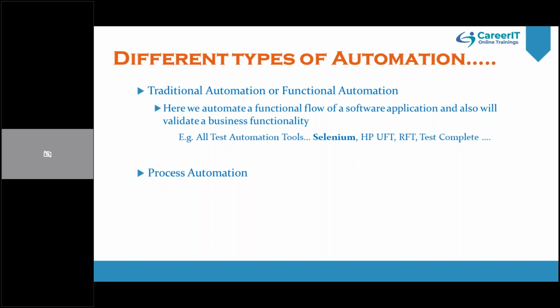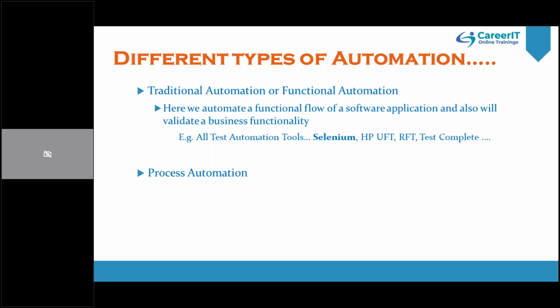Suppose I am going to place an order. Whether that order is getting placed properly or not. Whenever I add an item to the shopping cart, whether it is really getting added to the shopping cart. All these validations we will also accommodate while automating the functional flows of the particular software. This is simply functional or traditional automation, where we automate the functional flows and also validate the functionality of the particular application.